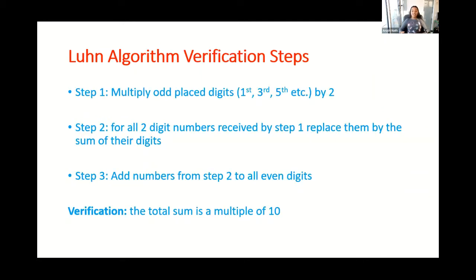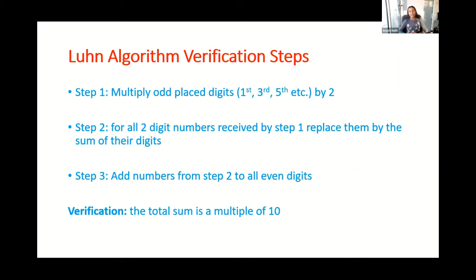So what exactly is Luhn's algorithm? What are the steps it follows? To put a number through Luhn's algorithm, first of all, it has to be a 16-digit number, because that is what credit card numbers are. You look at all the odd digits in the number, like the first digit, the third digit, the fifth digit, so the odd place digits. And you take each of these numbers and you multiply them by 2. For example, if the first digit was 7, it would become 14. If it was 3, it would become 6.